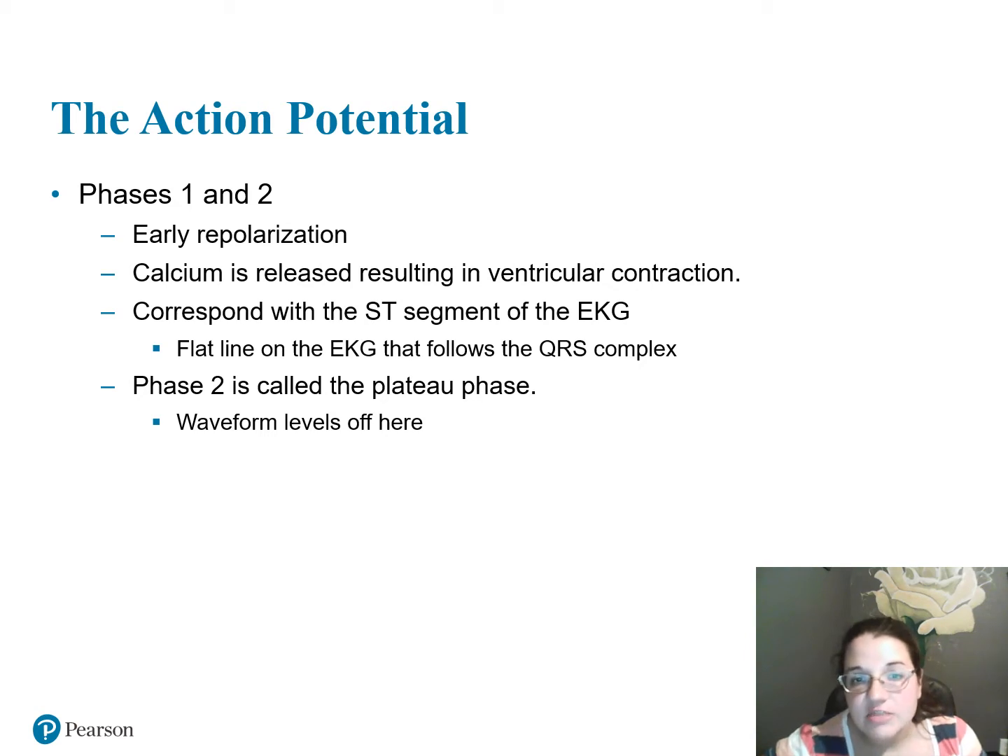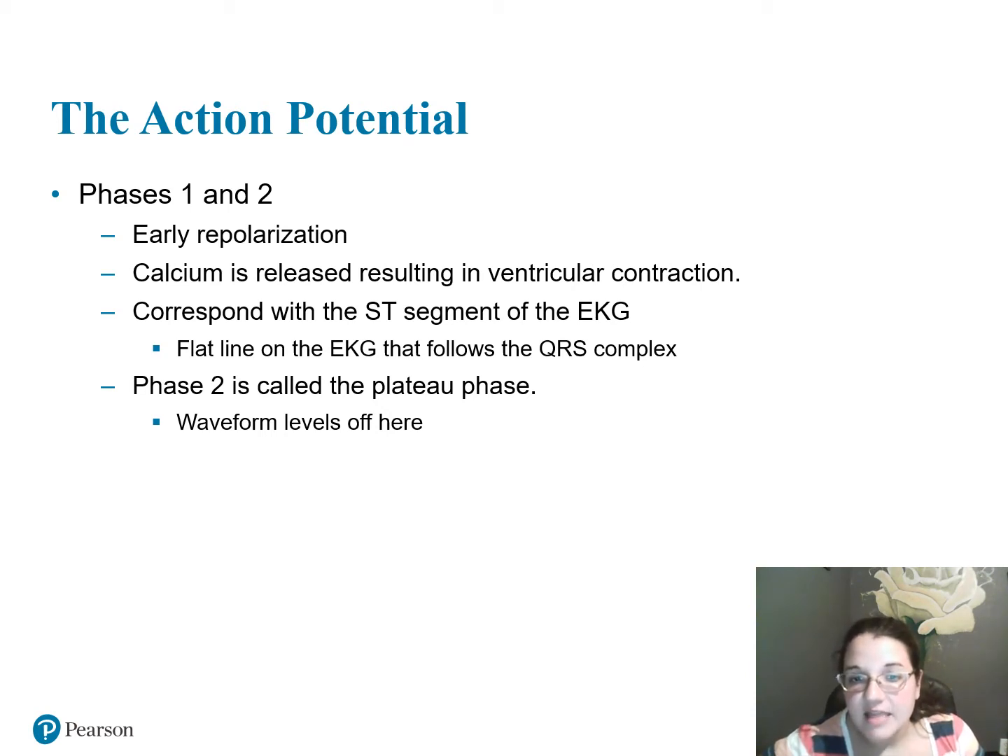Depolarization. So in phases 1 and 2, this is early repolarization, and it is also when calcium is released, resulting in ventricular contraction. It corresponds with the ST segment of the EKG, the flat line, and phase 2 is also called the plateau phase, where the waveform levels off here. So phases 1 and 2 of your action potential is repolarization, early repolarization. This is where calcium is released, and it corresponds with your ST segment of the EKG. That's coming up in the next few slides.